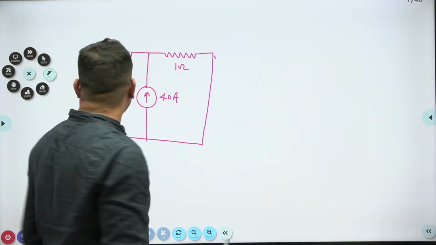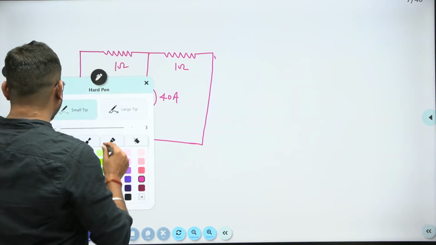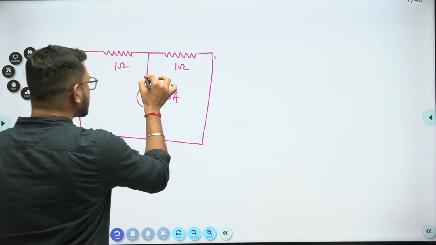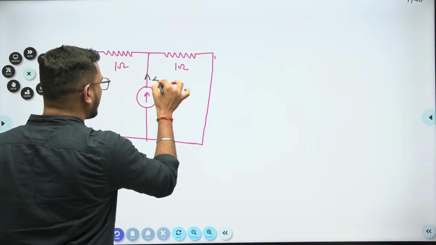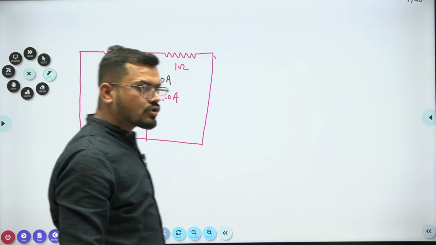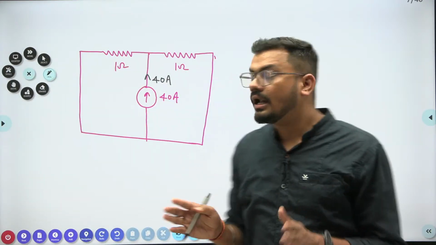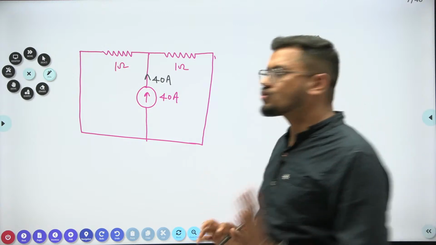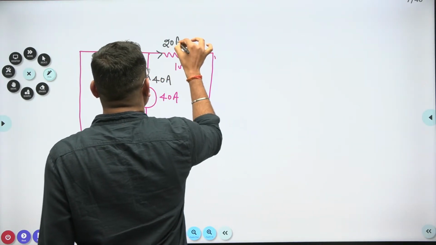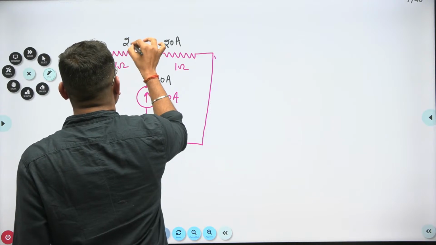Okay, so now we can say here, sir, that this current is 40 ampere, and this resistance is 1 ohm and this resistance is also 1 ohm, so this current will divide equally in these 2 resistors. So this is 20 ampere and again this is 20 ampere.